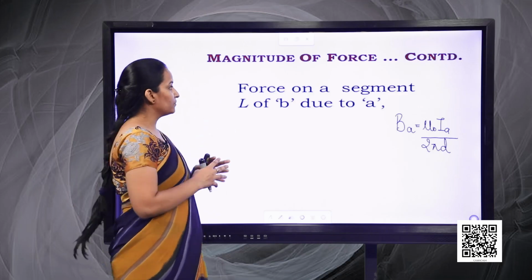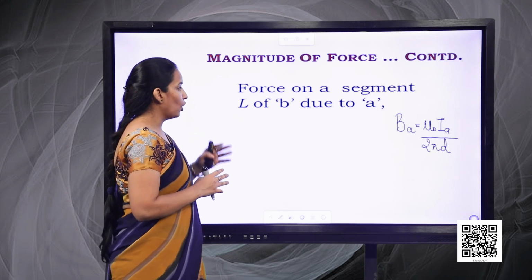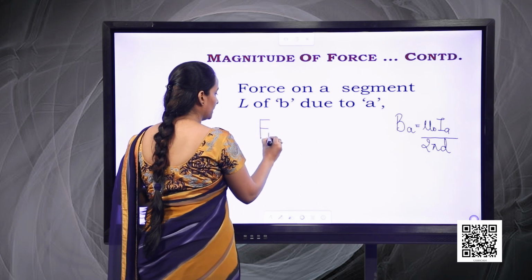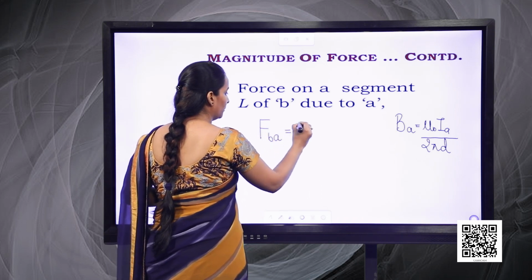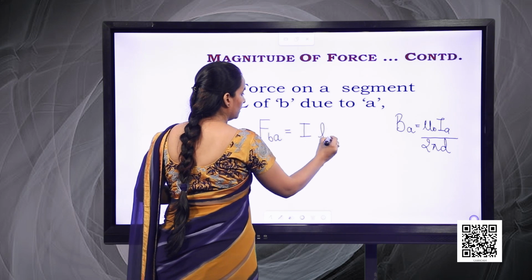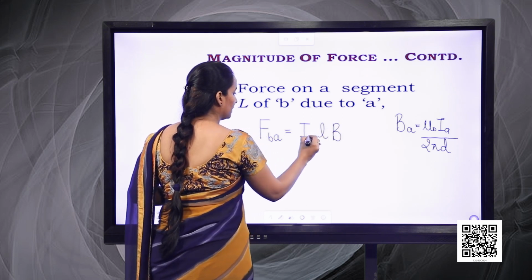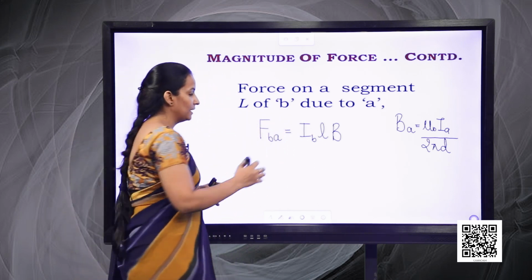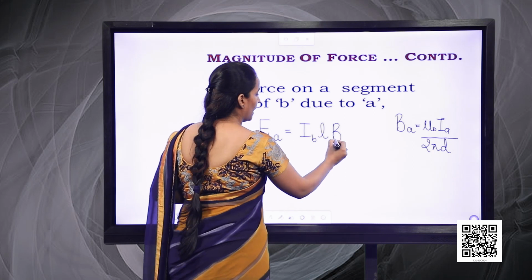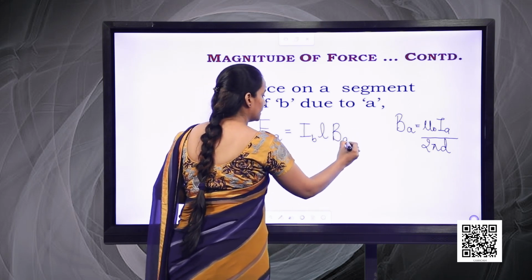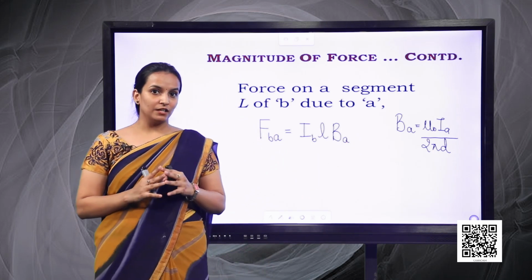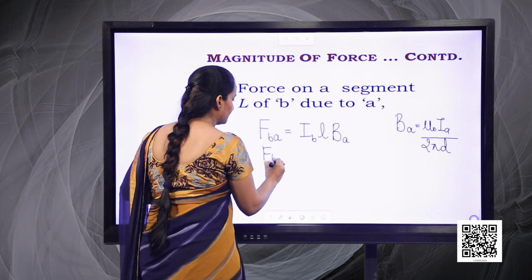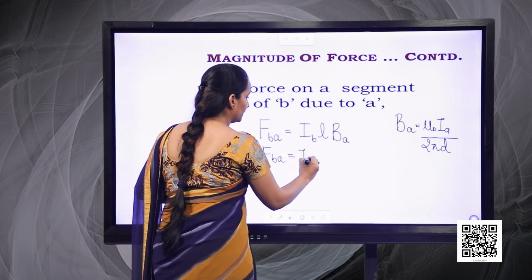Here we are going to find out the force on a segment L of B due to A. So, I will write force on B due to A, and we know the formula, it is ILB. Here I will be the current flowing in the conductor B, L is the length of the conductor, and B here will be taken as the magnetic field due to conductor A. So, I can write FBA equals IB L.